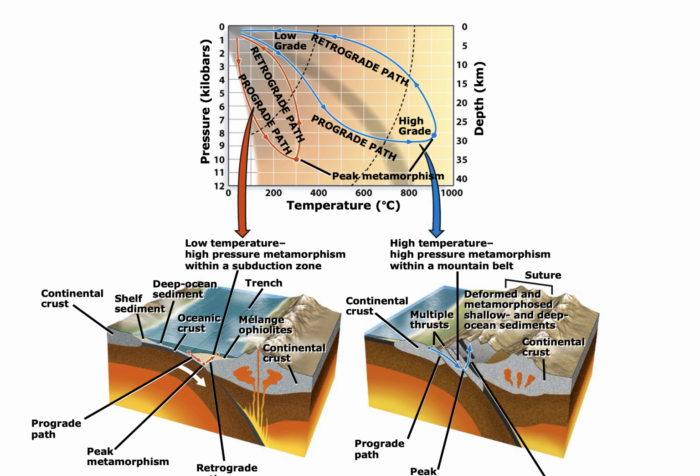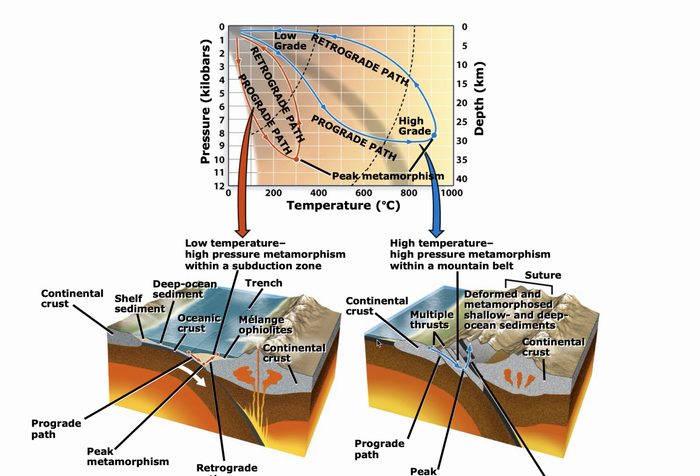So, and then we have here the suture zone. Here we have deformed and metamorphosed shallow and deep ocean sediments. And here we have our continental crust. So on this side we have the melange zone with the ophiolites, yeah. That is the obducted, highly hydrated peridotites. And here also again the continental crust, and here the trench.